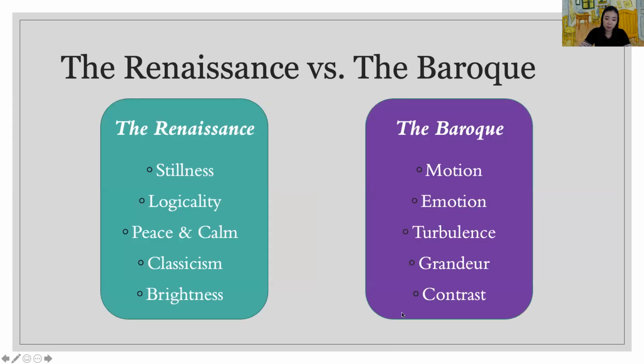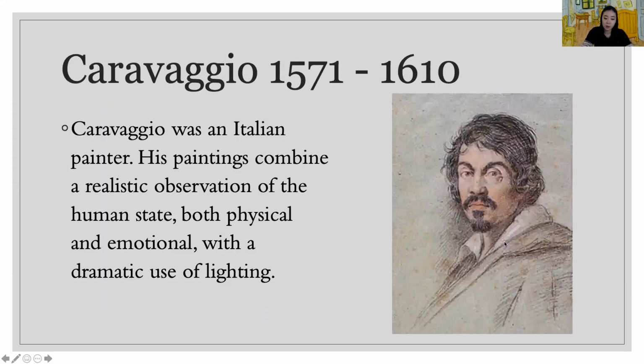So in conclusion, the Renaissance art shows stillness, logic, peace and calm, classicism, and brightness. And the Baroque art shows motion, emotion, turbulence, grandeur, and contrast. So now we are going to see two Baroque artists. The first Baroque artist is Caravaggio.